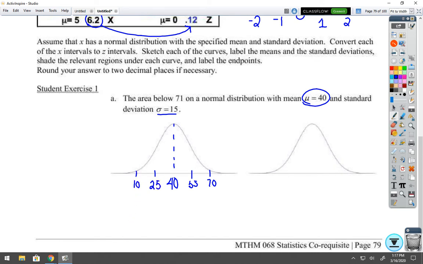Remember, it said the area below 71. So I'm going to find 71, which is about right here, and I'm going to shade all of that area in. That's a whole lot of area.